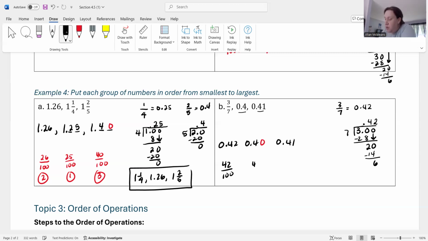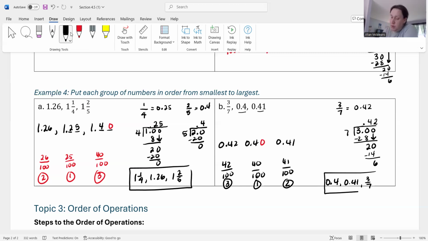So this is like 42 over 100. This is like 40 over 100. And this one is like 41 over 100, so which is the smallest? Well, 40 over 100 is smallest. Next is 41, and then finally 42. So let's put these numbers in order. So smallest to largest, I would have 0.4, 0.41, and then finally 3/7.